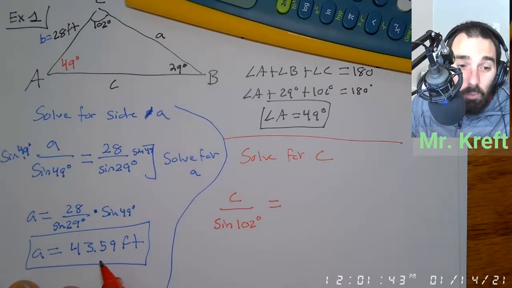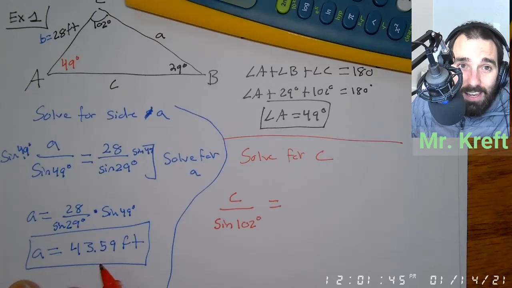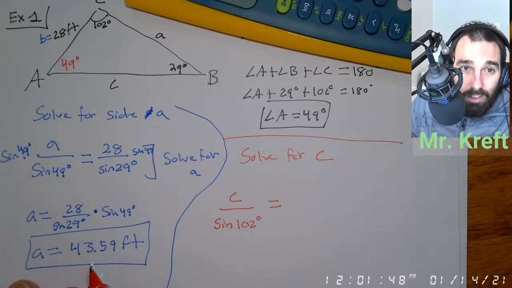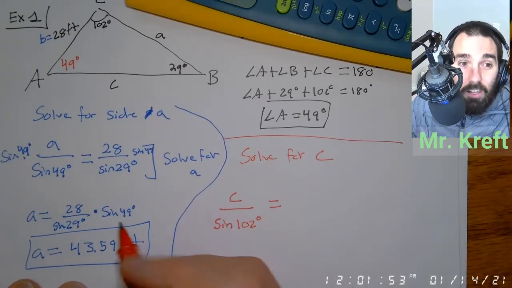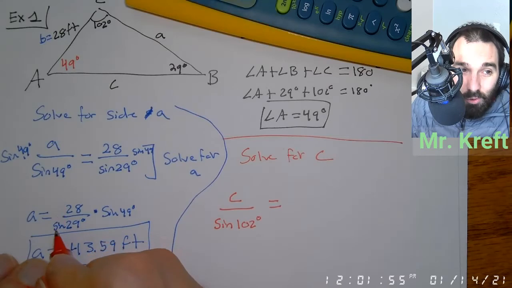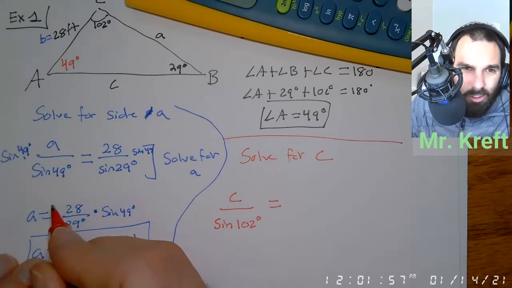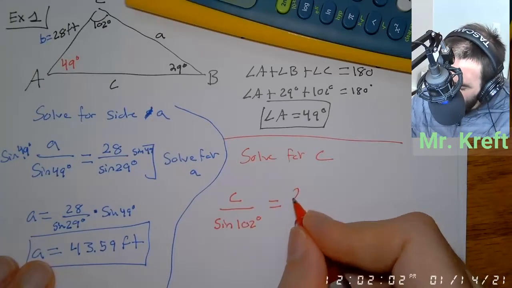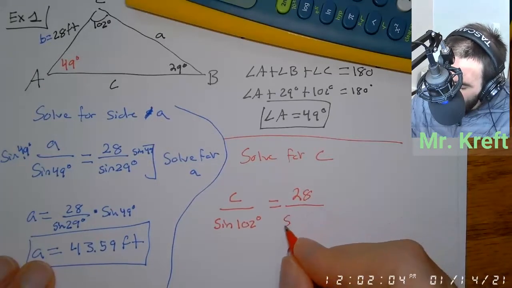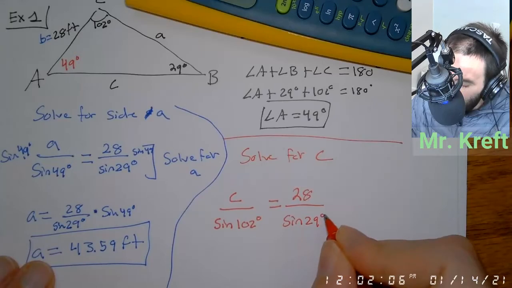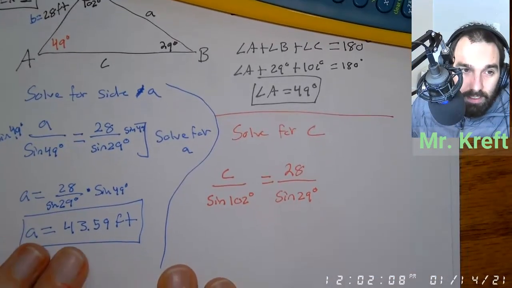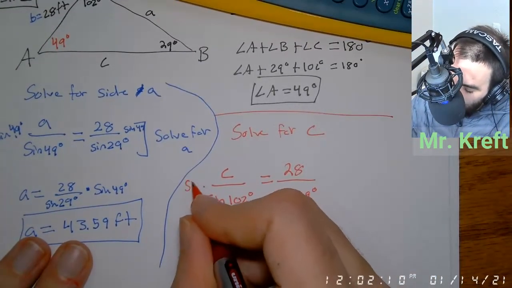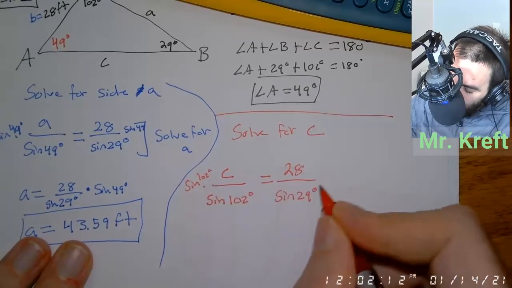Now, since A is a decimal that I rounded, do you guys see how I rounded A? I'm not going to pick A because this is rounded. If I use a rounded number and plug it in here, it's going to be wrong. If you did use A, you would have to use this ugliness. So just don't use A, use B. So I'm going to say 28 over sine of 29 degrees. I multiply both sides by sine of 102.